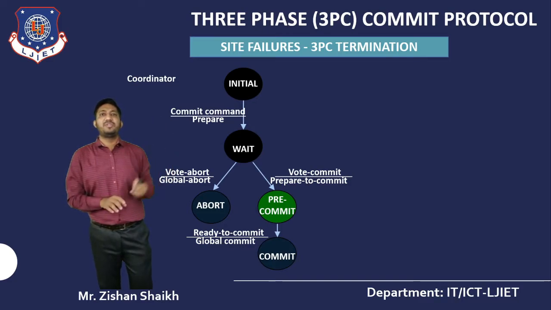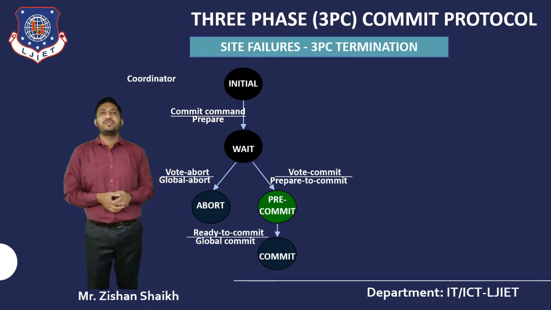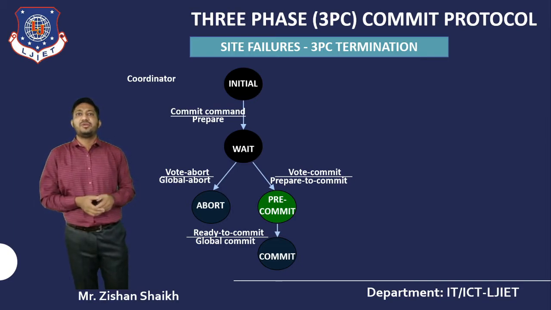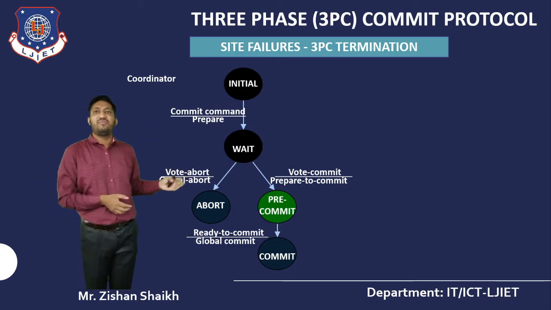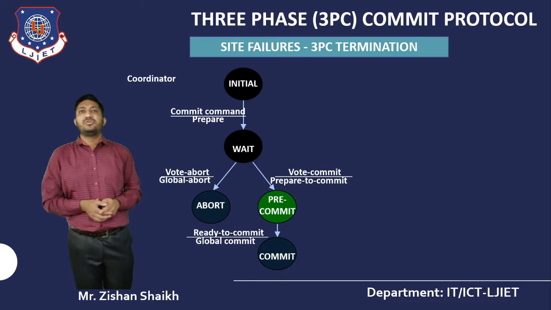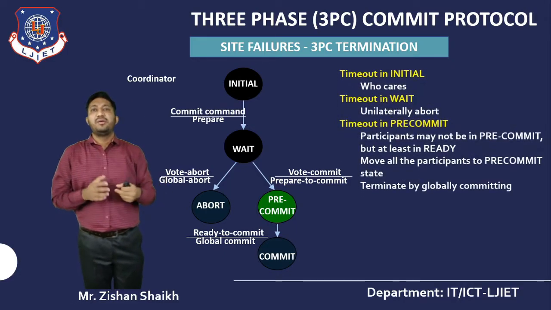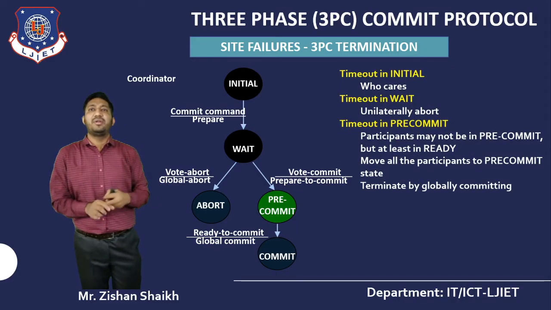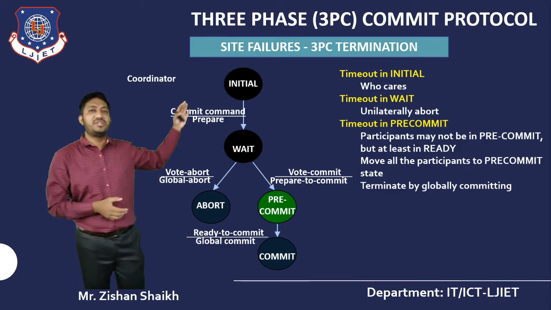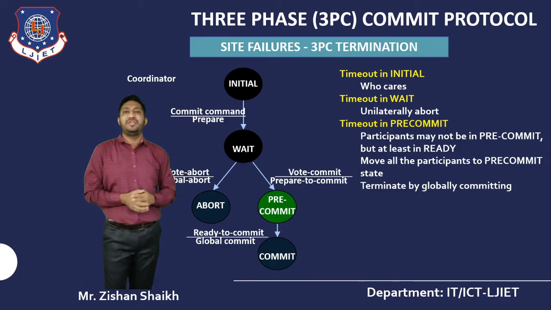So first is all about site failure in 3-phase commit termination. This is the state diagram that I already explained. If any particular state fails, what cases are taken by the transaction manager? First is the timeout in the initial state.